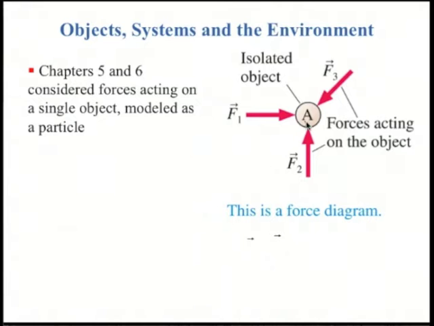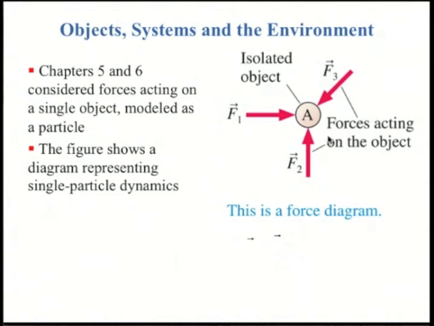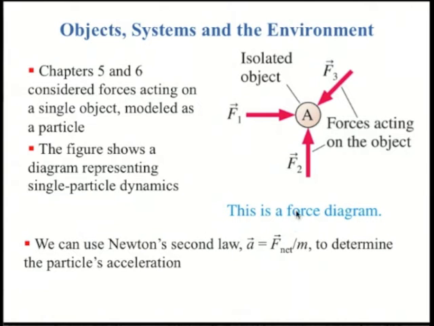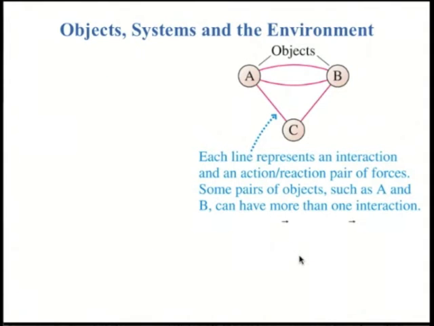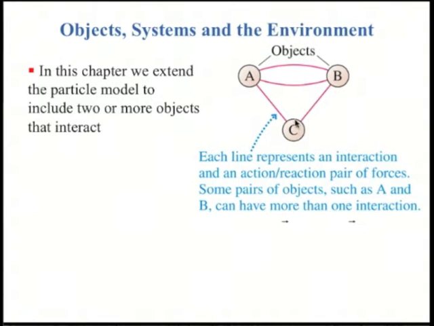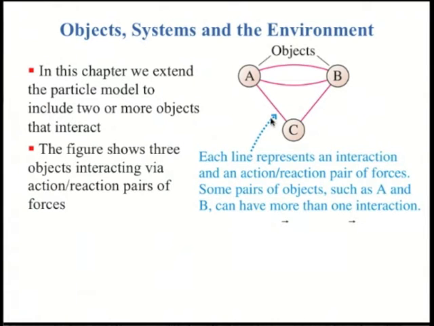So back in chapters 5 and 6, we always considered forces acting on a single object. So maybe isolated object A, we used the forces, found the net force, and we could find the acceleration of this object as the net force divided by the mass. In this chapter, we extend this particle model to include two or more objects.